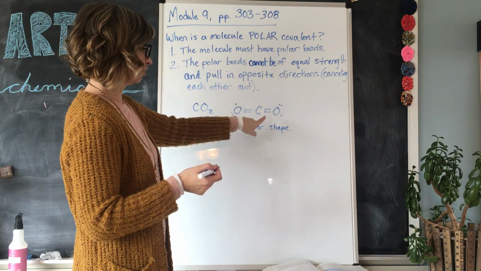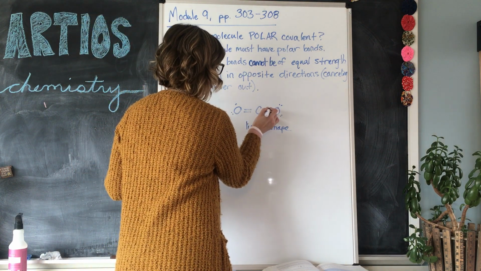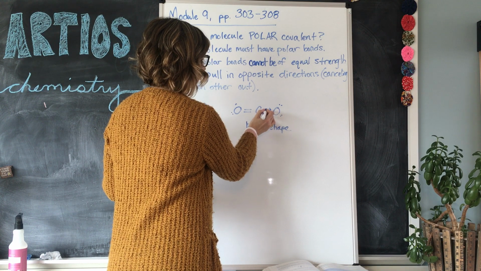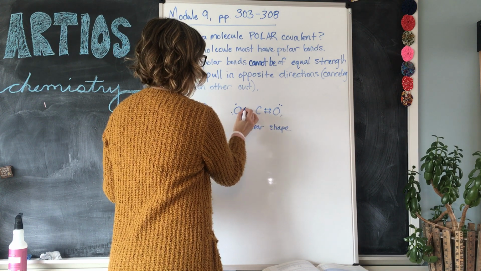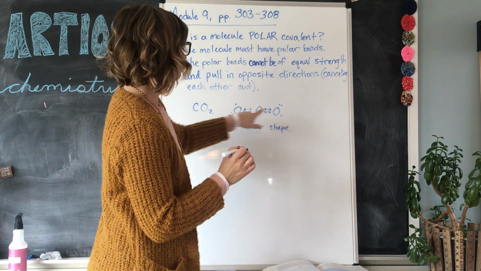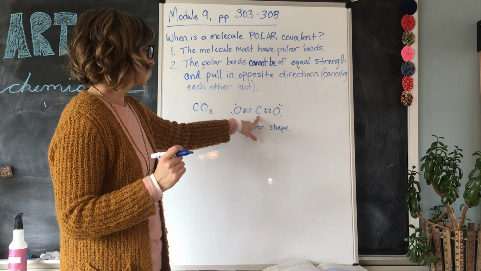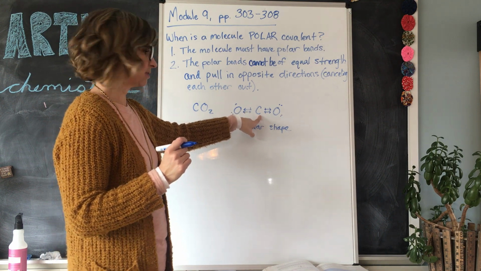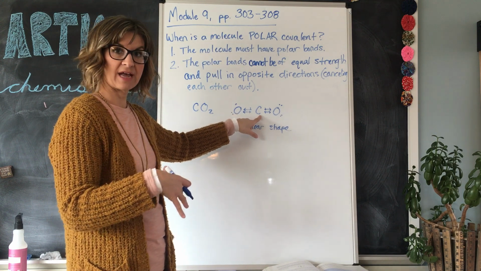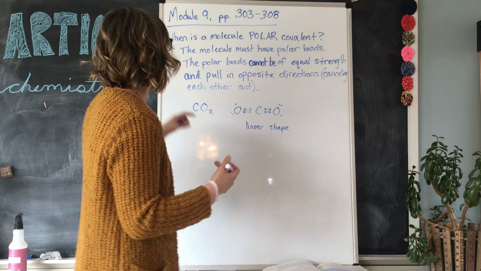The molecule must have polar bonds. Yes, these bonds are polar. If you want to label them, we point the arrow toward the oxygen because the oxygen is more electronegative. So the more negative charge is going to be at the outsides of the molecule, at the oxygen, and the more positive charge is going to be on the inside, the carbon, because the carbon is usually missing electrons, therefore has more protons, giving it a more positive charge overall.